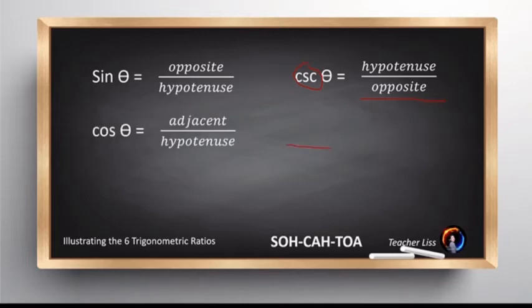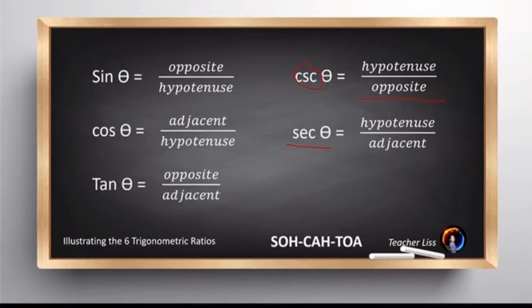Let's go with cosine again. Cosine theta is adjacent over hypotenuse, wherein its reciprocal would be hypotenuse over adjacent. That is what we call secant. Secant is abbreviated as SEC, S-E-C, but we still pronounce it as secant. Then tangent theta is equal to opposite over adjacent. That will be adjacent over opposite for its reciprocal, which we call cotangent, abbreviated as COT. Now you have the six trigonometric ratios.